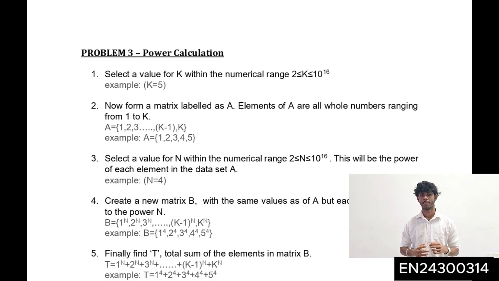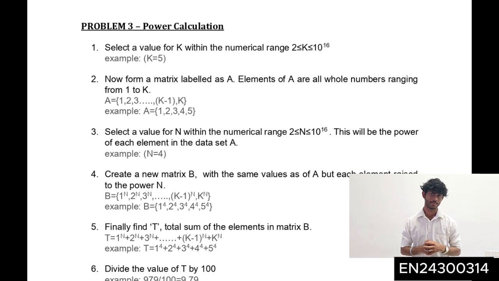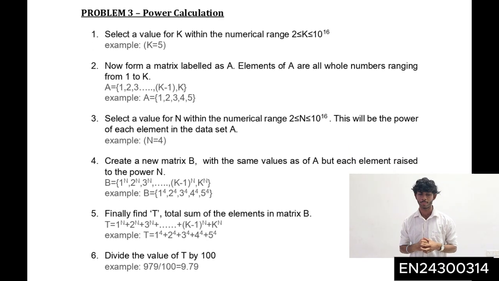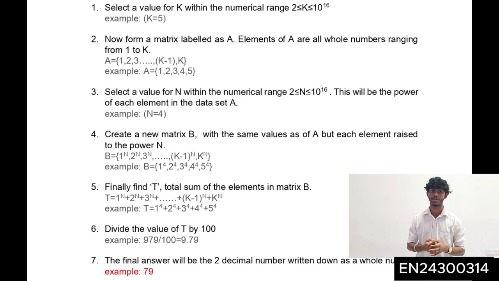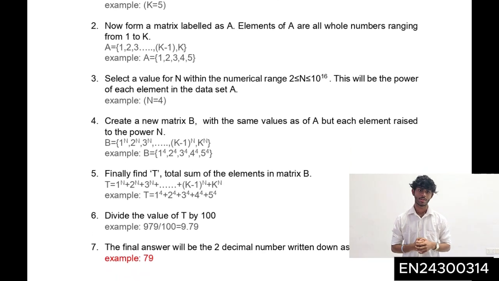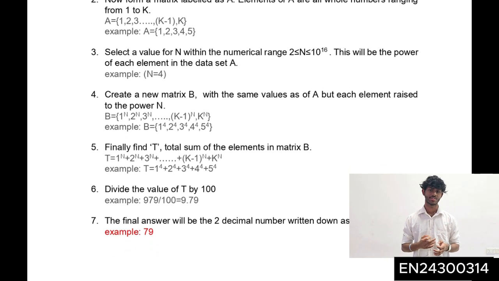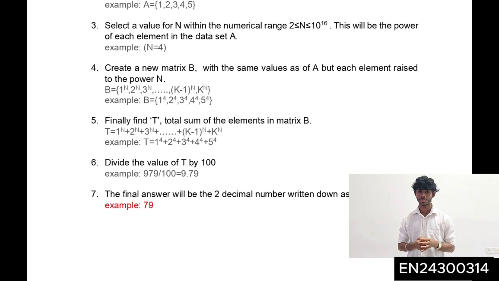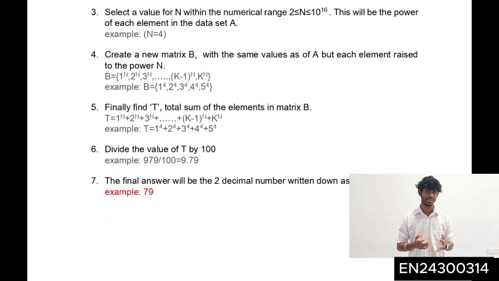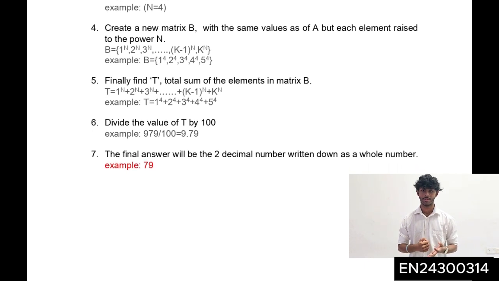You start the question off by selecting a value for k within the range 2 and 10 power 16. Following that, form your first matrix labeled A. The elements of this matrix will range from 1 to k. Now, select a value for n within the range 2 and 10 power 16. All the elements in matrix A will be raised to the power n and form a new matrix B. Finally, find the sum of all the elements in B.